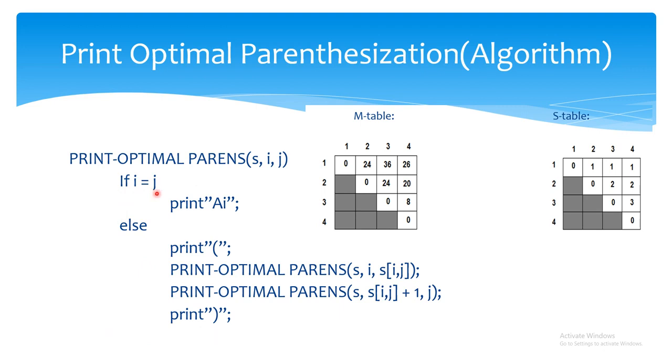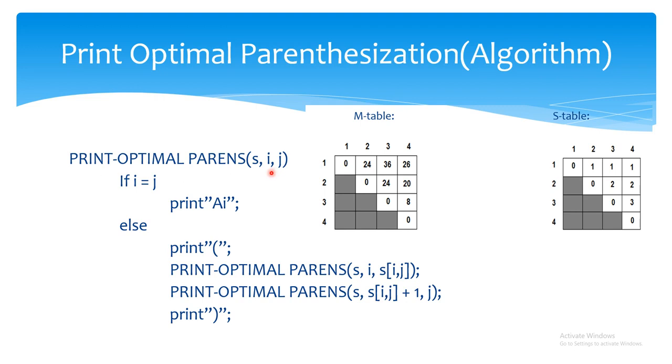If the value of i is equal to j, then you have to print Ai, else you have to print an opening bracket. Again you see the same function is called recursively, so it's a recursive call. So print optimal parenthesis, again s comma i comma Sij value you have to get here. This is Sij value, this is Sij value. Again the same function is called with s comma i up to Sij. Now here you have to write Sij plus 1 comma j. So ultimately our goal is to multiply from i to j.